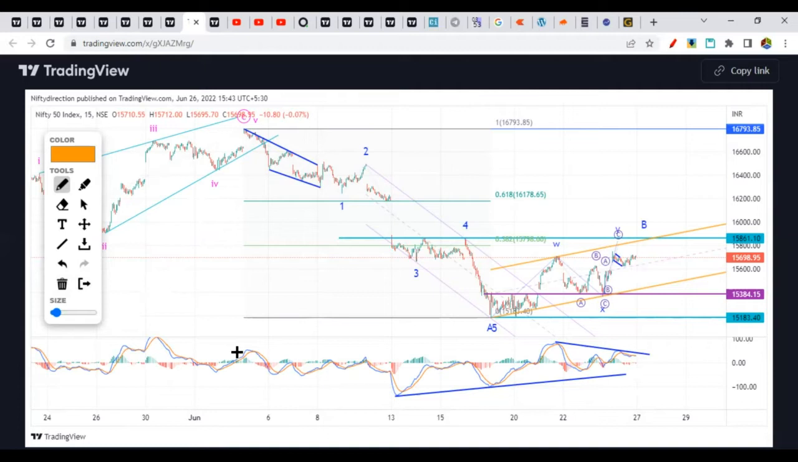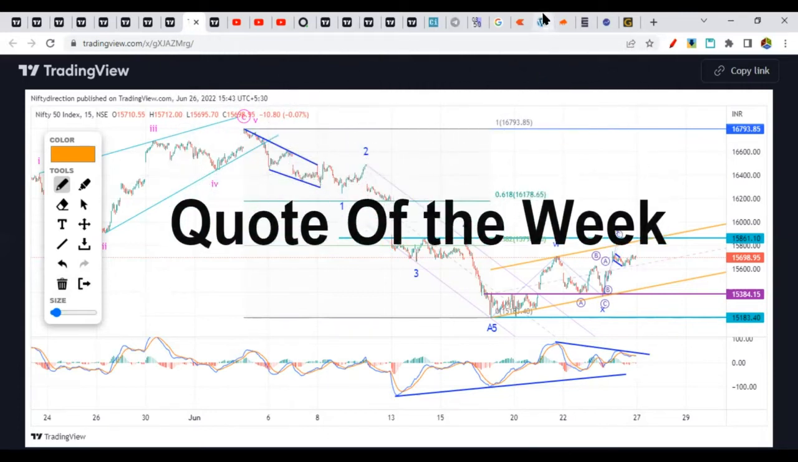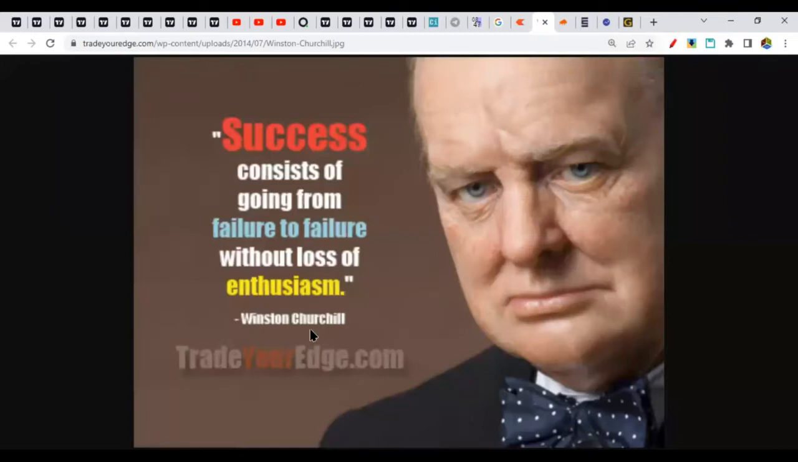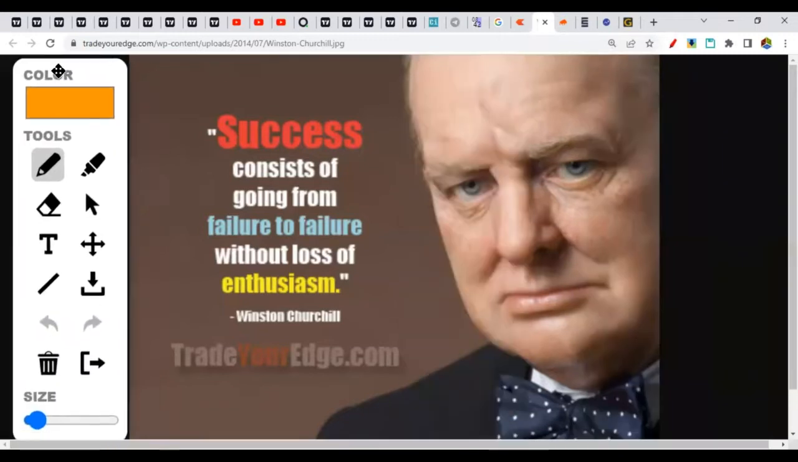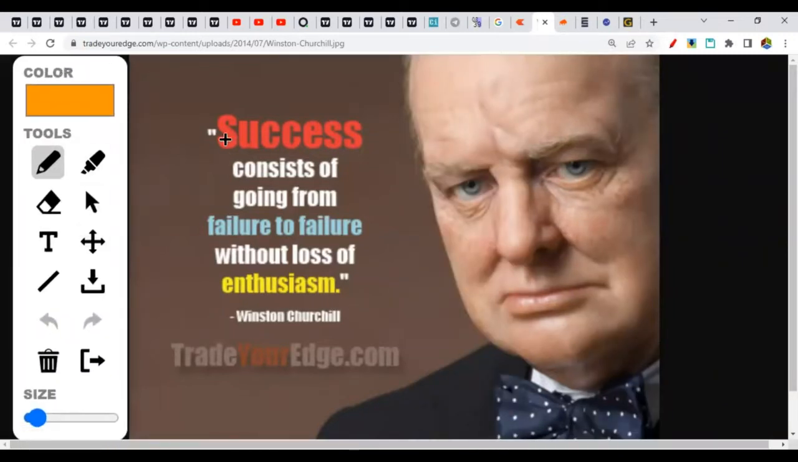Before we jump onto the more technical analysis, let's discuss a quote from Winston Churchill, the former Prime Minister of the United Kingdom. He says that success consists of going from failure to failure without loss of enthusiasm. It means you have to keep on trying until you get successful. If you quit in between, if you give up, then it's a failure. You should not give up. That's the main message from this quote.